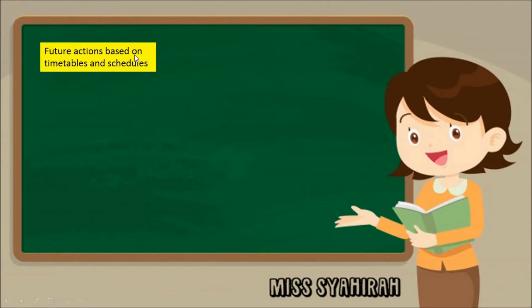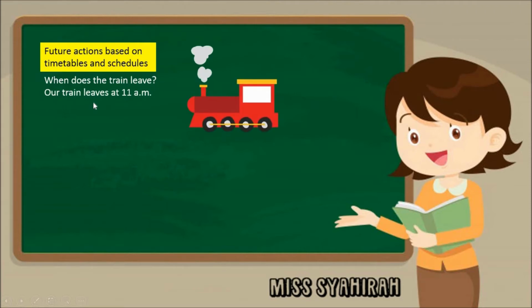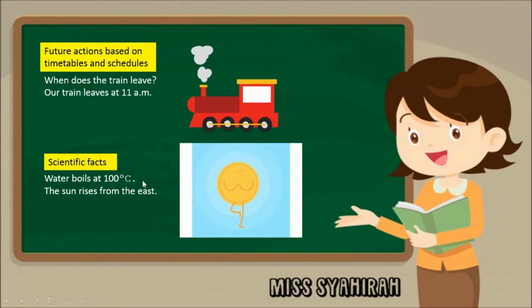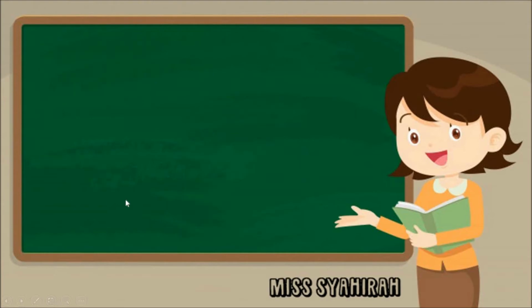Next is future actions based on timetables and schedules. So usually ada jadual, okay, in the future, pada masa depan. So when does the train leave? Our train leaves at 11 a.m. Okay, next, scientific facts. Fakta sains lah. This is the general truth, benda yang betul-betul berlaku. Fakta. So, for example, water boils at 100 degrees Celsius. The sun rises from the east. Okay, this is the examples.